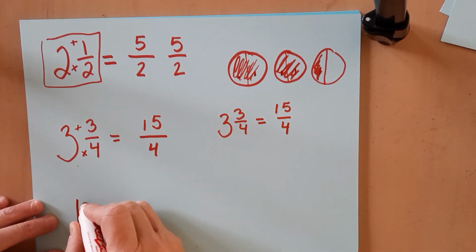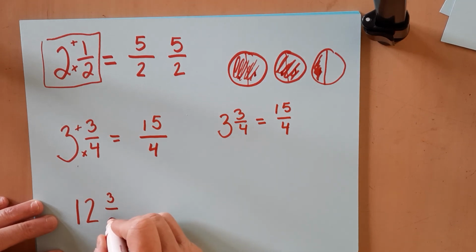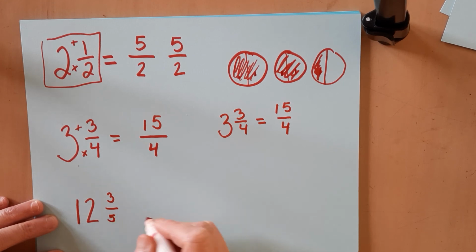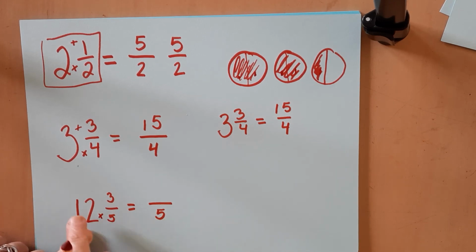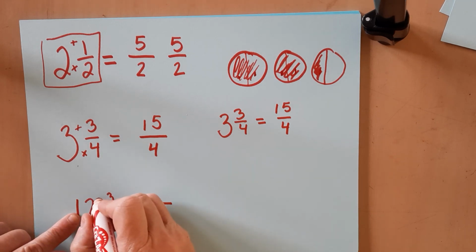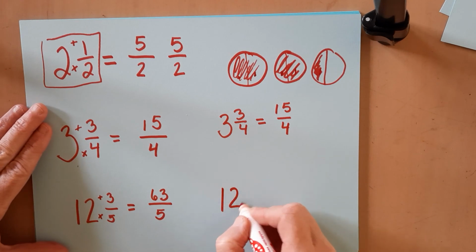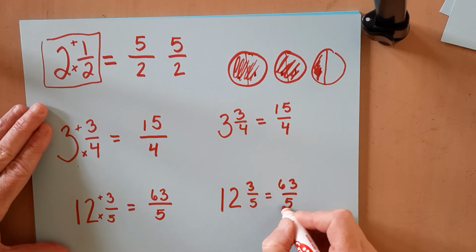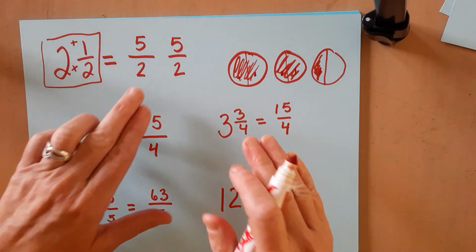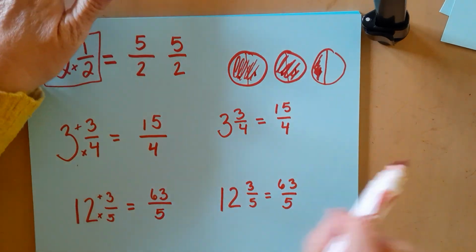We're going to try one more, a little bit larger one. Let's say 12 and 3/5. The fifths are going to stay the same. We're going to follow that pattern. We're going to multiply the denominator by the whole number. 5 times 12 is 60. Then we're going to add 3, which is 63. So 12 and 3/5 equals 63 fifths. And that's how we change mixed numerals into improper fractions. And then we already showed you how to do improper fractions into mixed numerals.